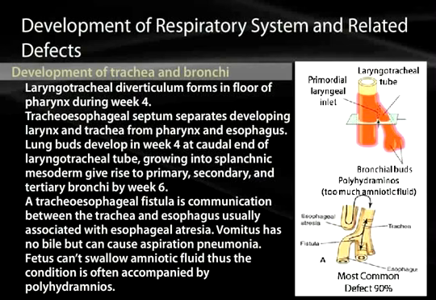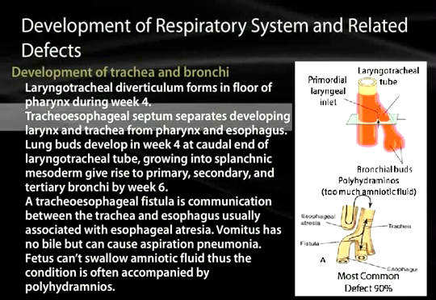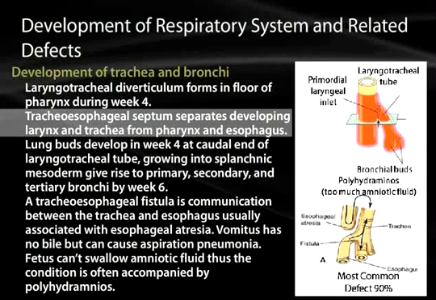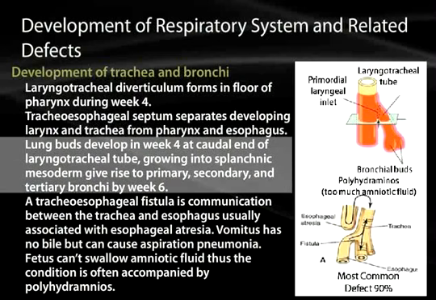Thinking about development of the lungs, we've talked about the generations of bifurcation. Now let's just take that back a little bit and think about these diverticula that need to form. Off of the early cranial foregut, you have a laryngotracheal diverticulum that's going to bud off in the floor of the pharynx during week 4. This tracheoesophageal septum will then separate into a larynx and trachea, as well as a pharynx and esophagus.